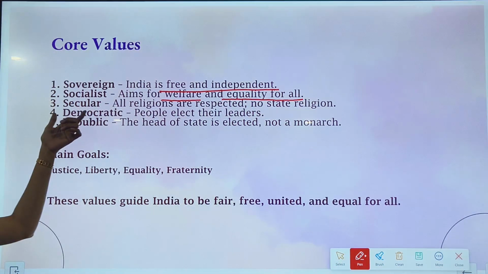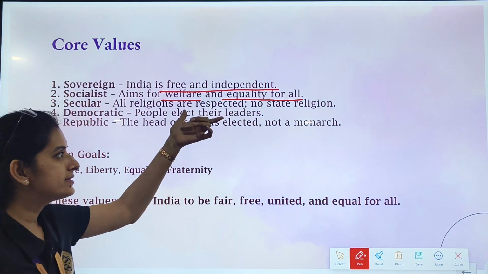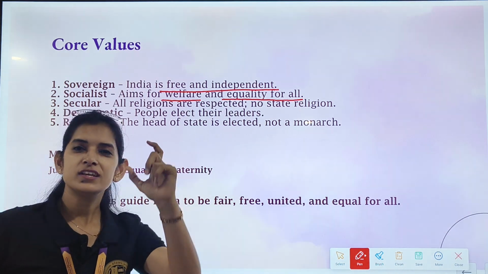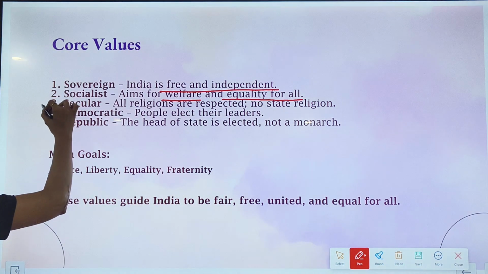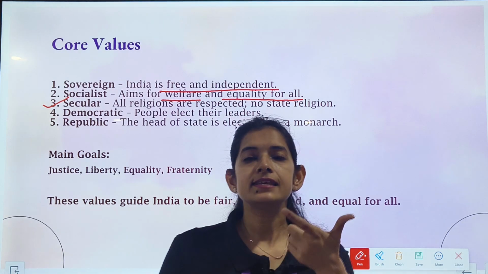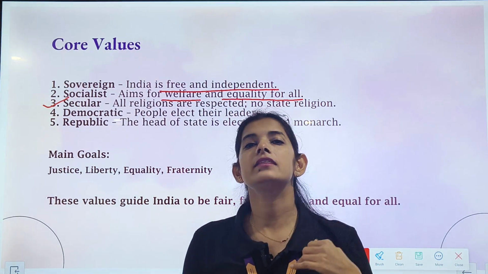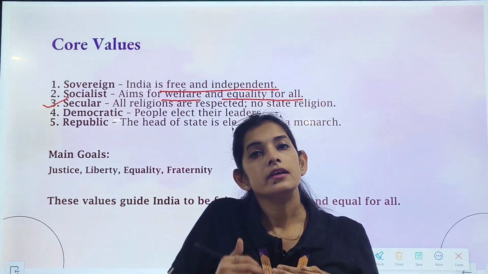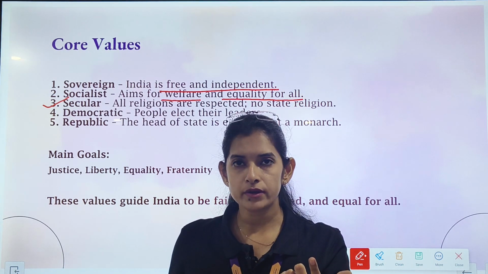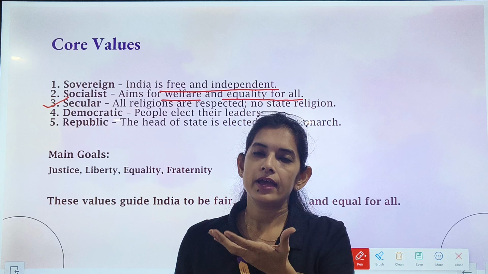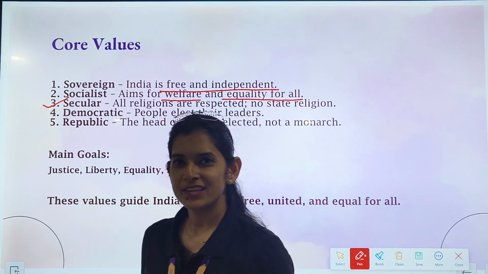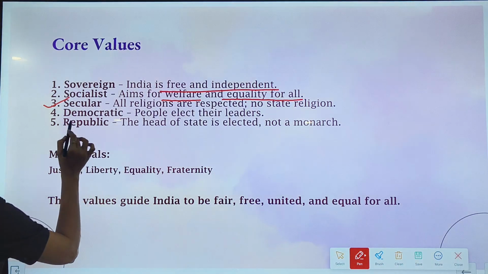Next, it is a secular country. We have already discussed that India is a secular country. The government or the state is not at all following, not at all promoting a single religion. So I hope this point is clear. Democratic. The word democratic means that the people would be electing their own representatives or their own leaders. So whenever you hear the word democratic, it refers to the people choosing their own leaders, their own representatives. Clear, my dear?